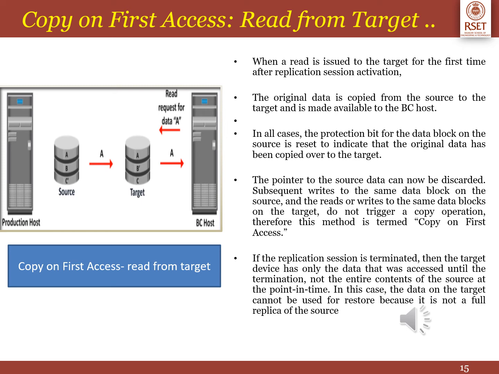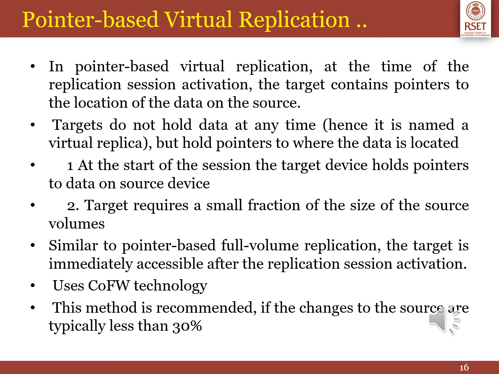of the source. In the case of pointer-based virtual replication, at the time of session activation, the target contains pointers to the location of data on the source. The target does not contain data at any time. Hence, the target is known as a virtual replica. Similar to pointer-based full volume replication, a protection bitmap is created for all the data on the source device and the target is immediately accessible. Granularity can range from 512 byte blocks to 64 KB blocks or greater.